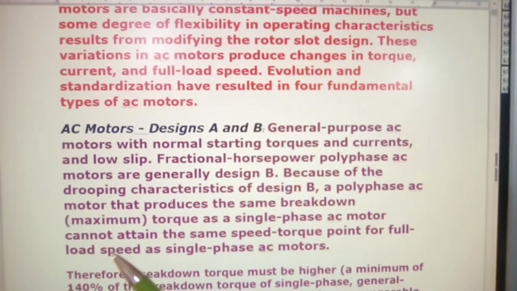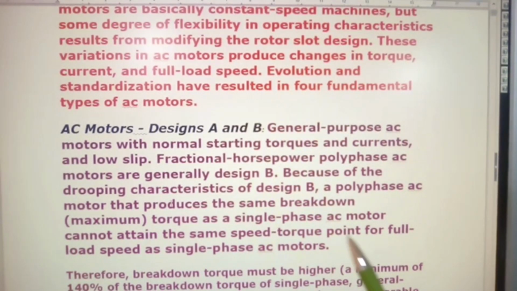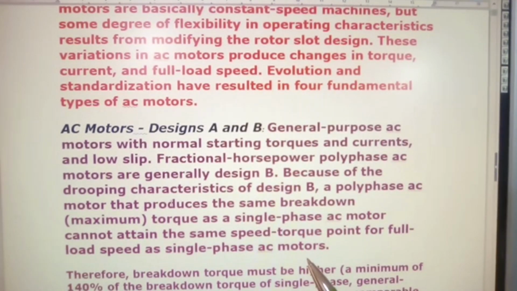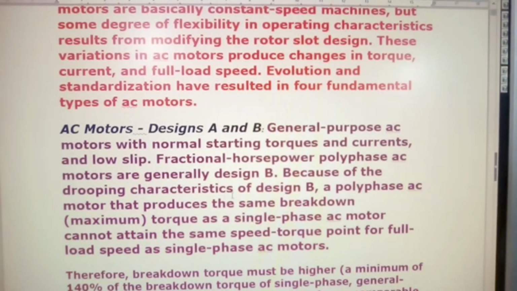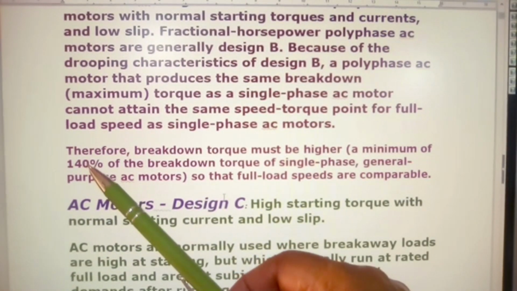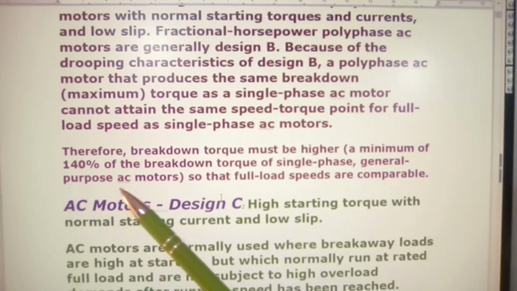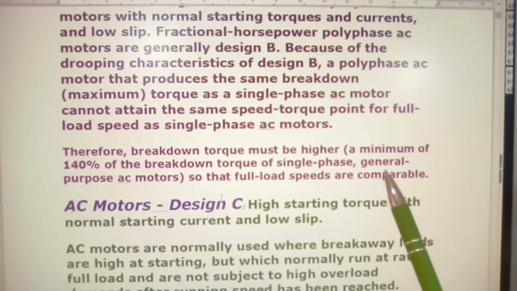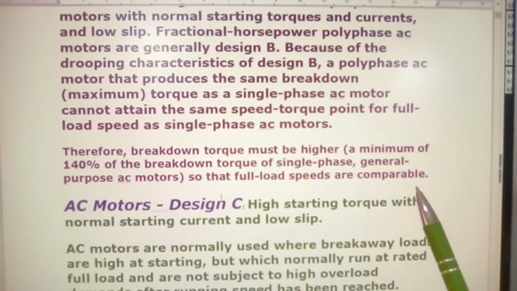A polyphase AC motor that produces the same breakdown maximum torque as a single phase AC motor cannot attain the same speed torque point for full load speed of single phase AC motors. Therefore, breakdown torque must be higher, a minimum of 140% of the breakdown torque of single phase general purpose AC motors, so that full load speeds are comparable.